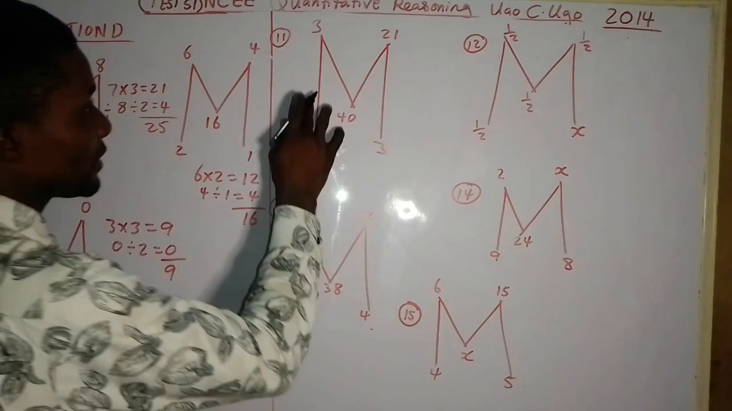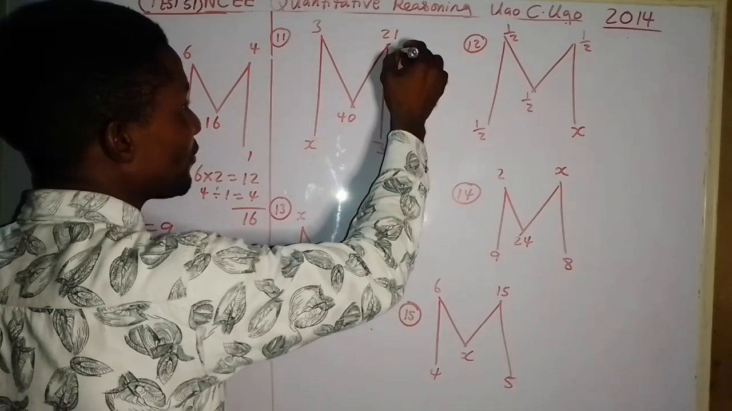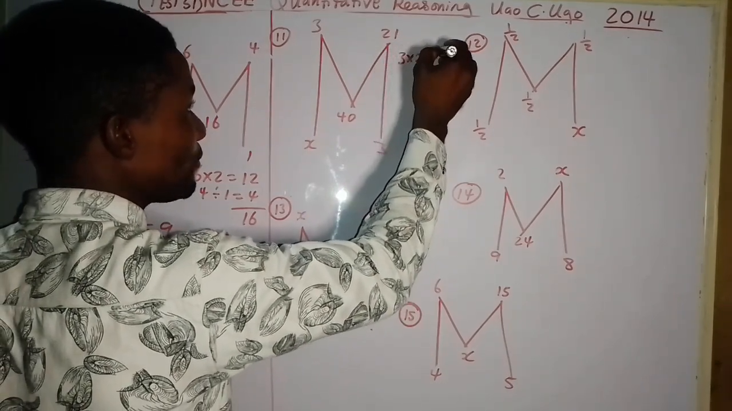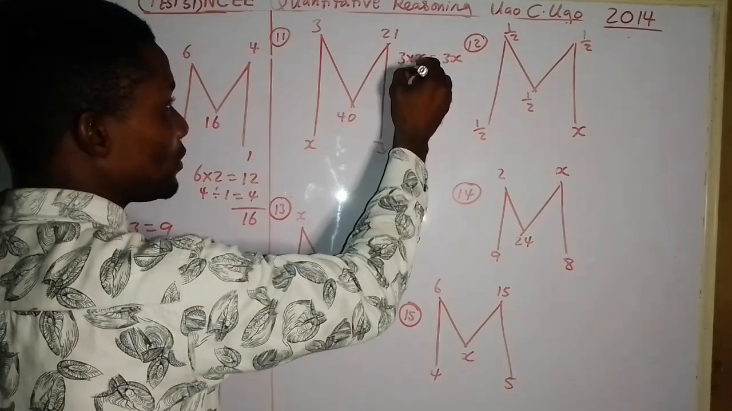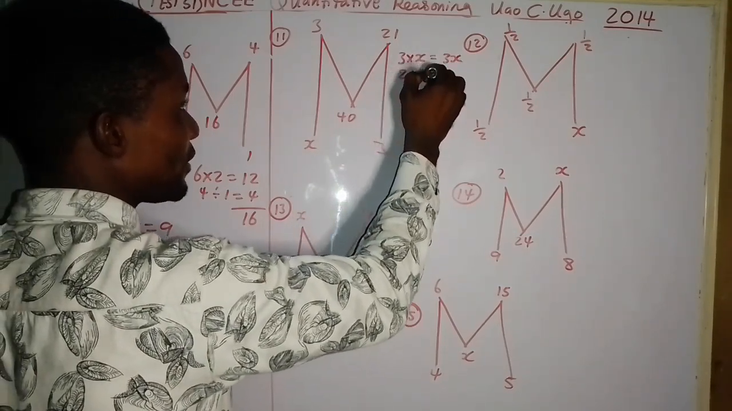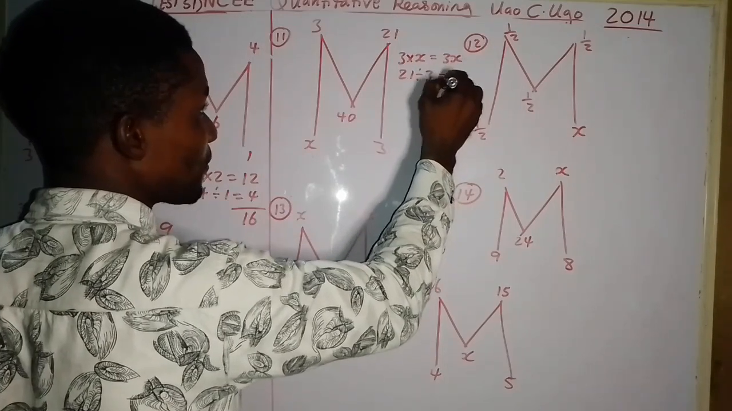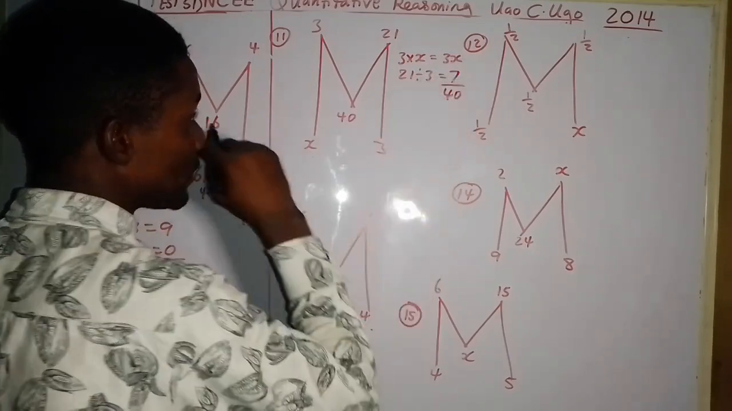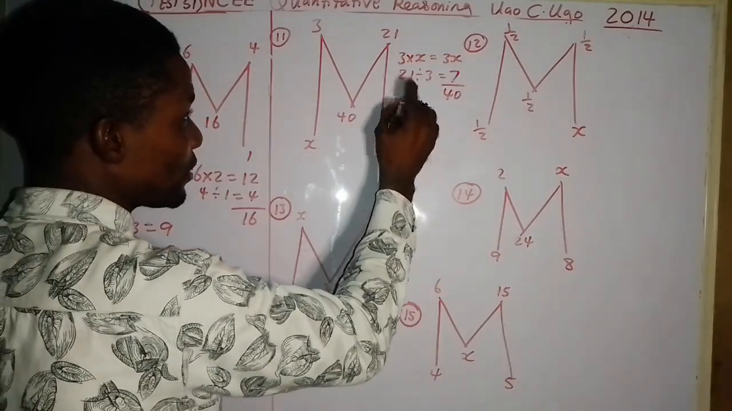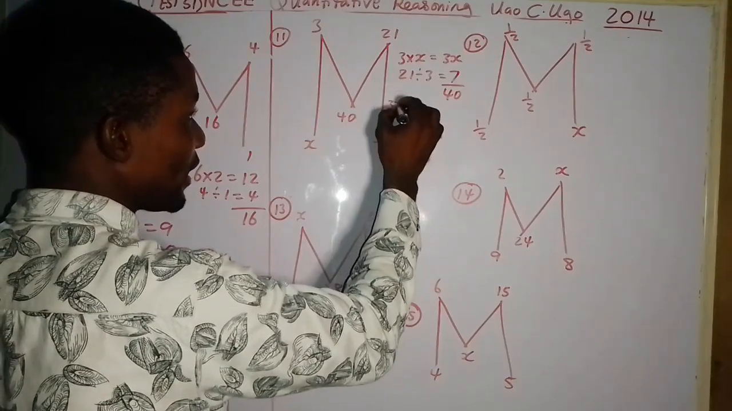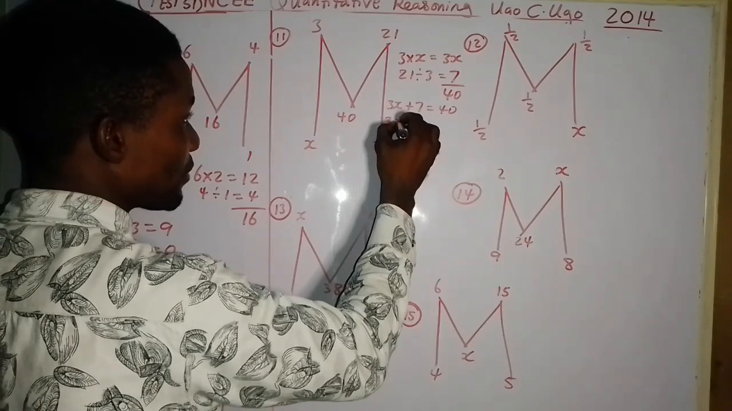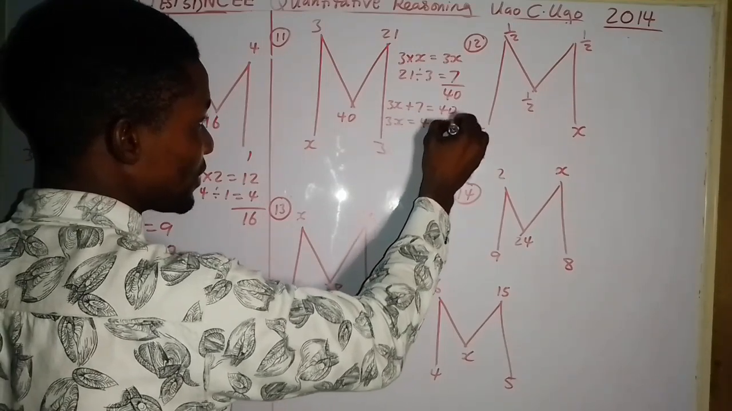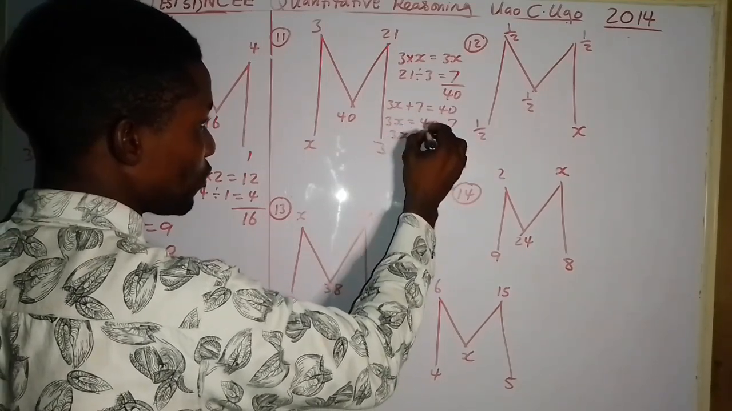So let's go for the exercise question 11. We have 3 times x equals to 3x. 21 divided by 3 will give us what? 7 equals to what? 40. Now this is going to turn into a simple equation. We have 3x plus 7 equals what? 40. Here you collect the like terms, so you have 3x equals to what? 40 minus 7. So 3x will be equals to what? 33.